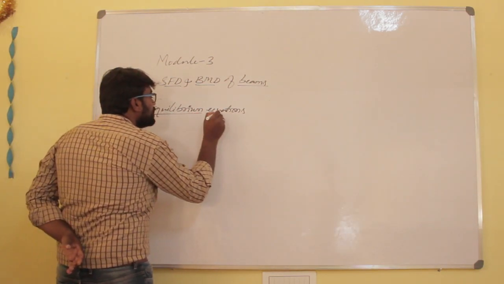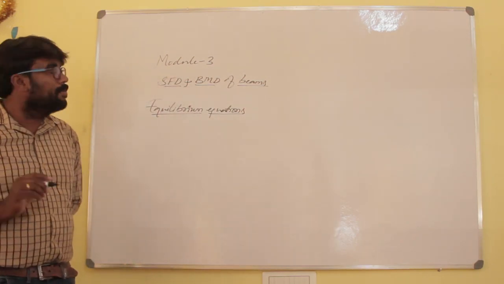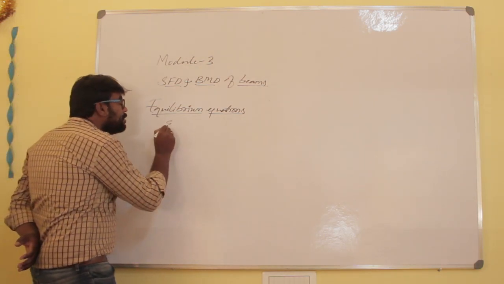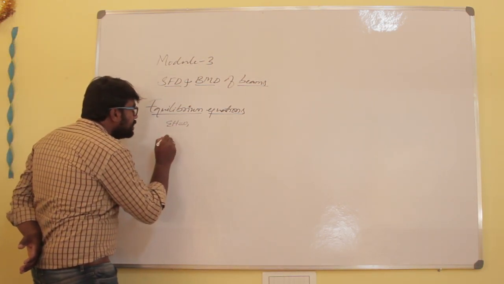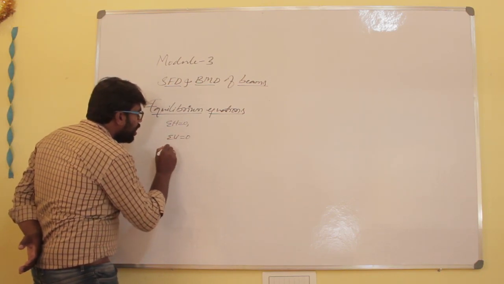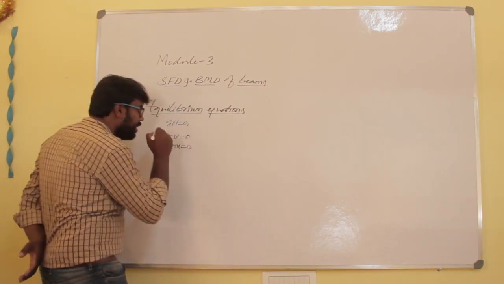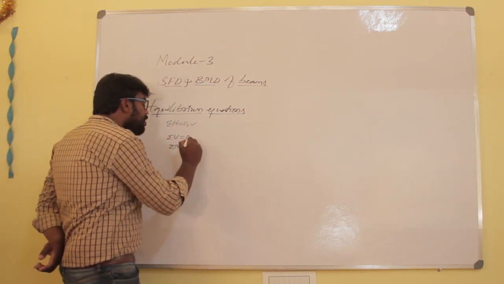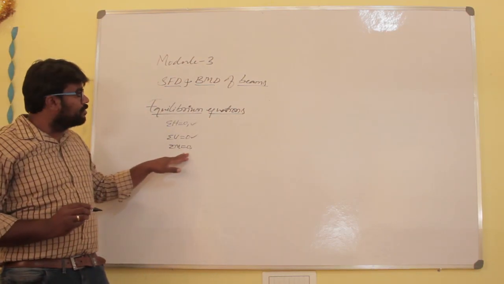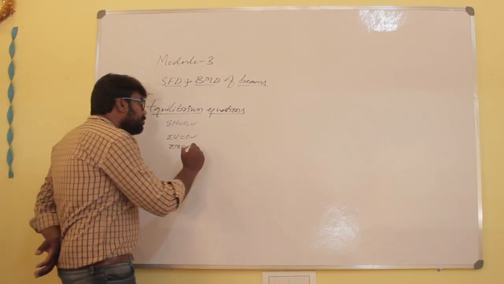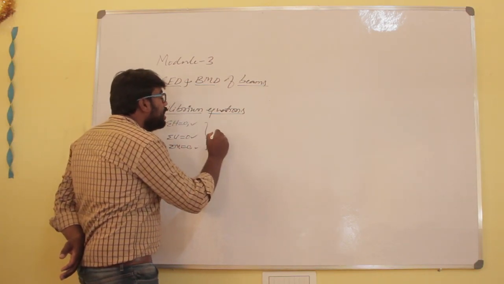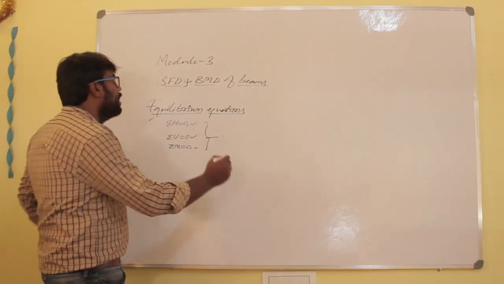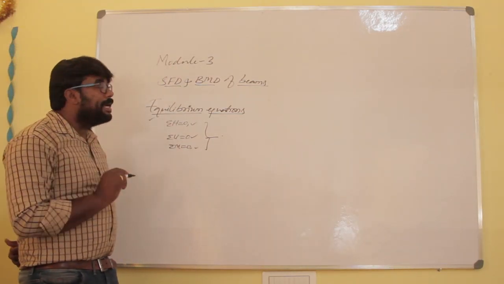Any structure which has to be under equilibrium has to satisfy these three equilibrium equations, that is sigma H is equal to 0, sigma V is equal to 0 and sigma M is equal to 0. That means the sum of horizontal forces should be equal to 0, the sum of vertical forces should be equal to 0, and the sum of the moments at any point should be equal to 0. Then only it will be under equilibrium. This is the basic concept. In this chapter we will analyze only determinate beams.